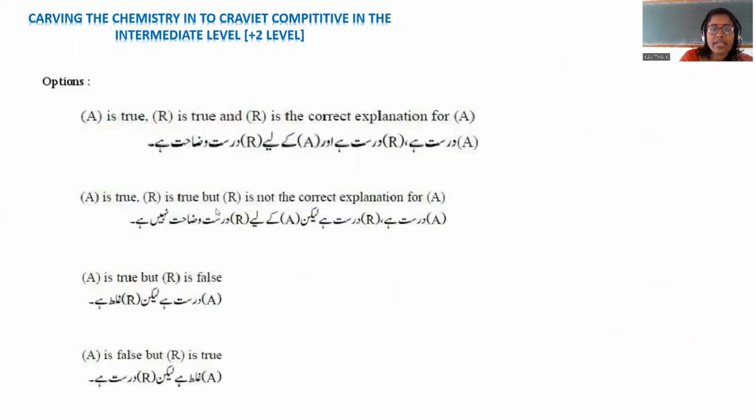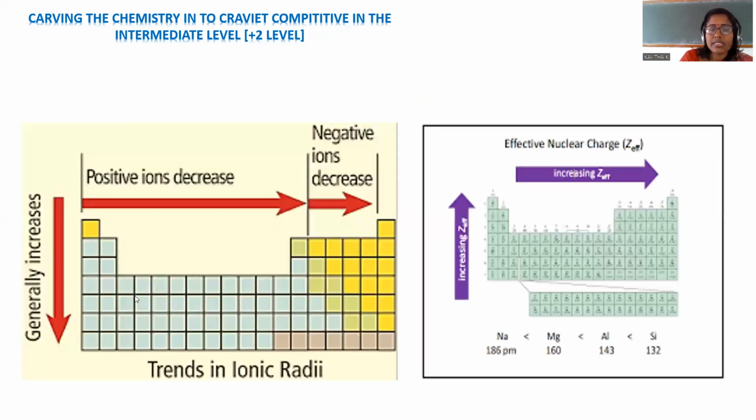So the assertion A is correct, and reason B is wrong. That is given in option number C: assertion is true, but reason is false. This will be the right option. Option number C is the correct answer for question number 6.